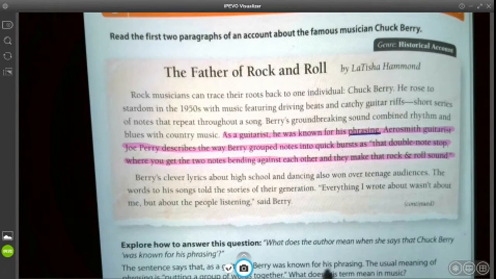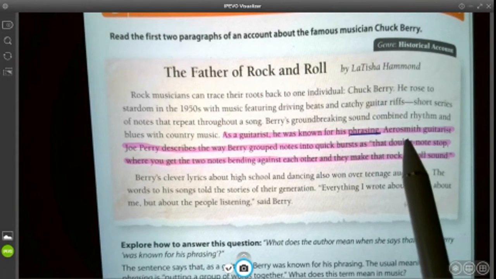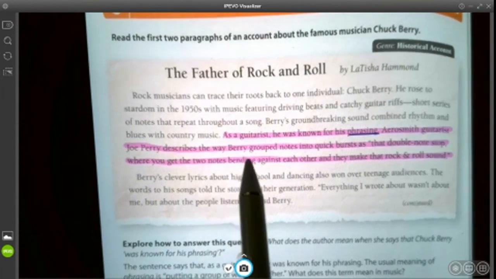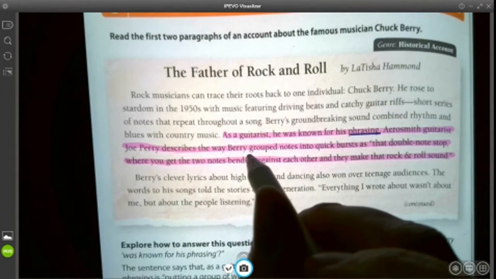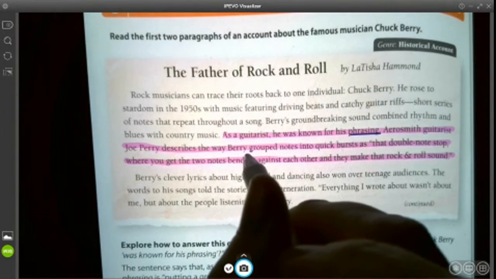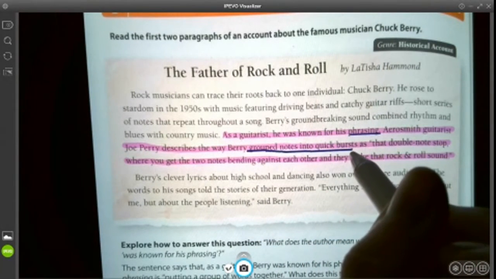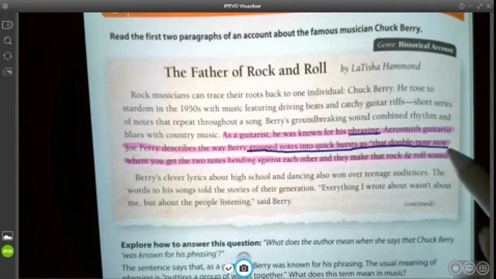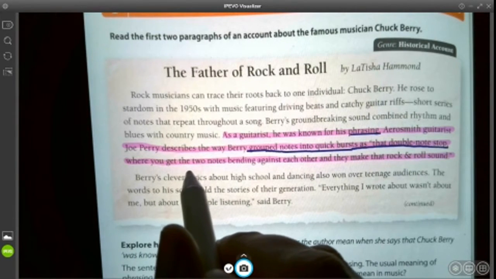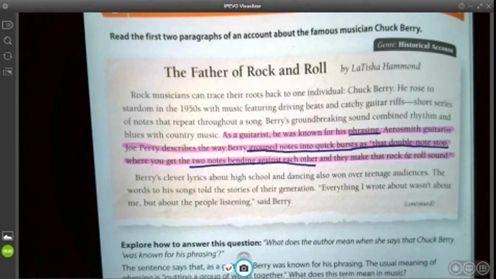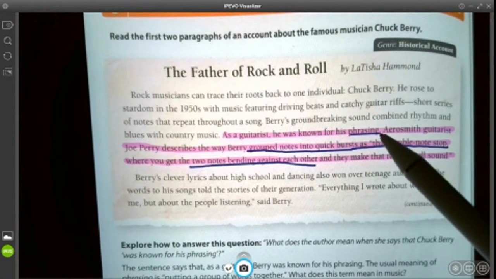If I look a little bit after that, I can read that Aerosmith's guitarist Joe Perry describes the way Berry grouped notes. Well, that sounds similar to my phrase in language arts. Group notes into quick bursts as that double note stop, where you get the two notes bending against each other, and they make that rock and roll sound. So what I underlined are my context clues to help me know what phrasing means.